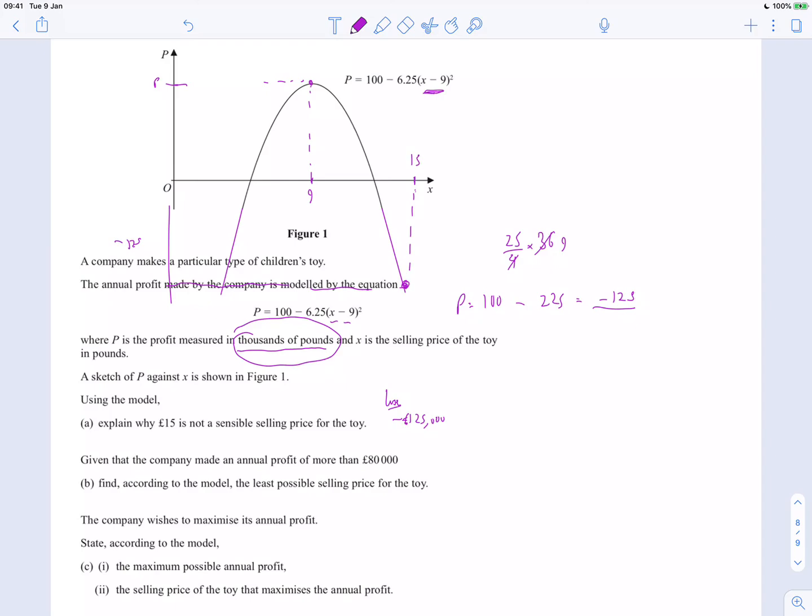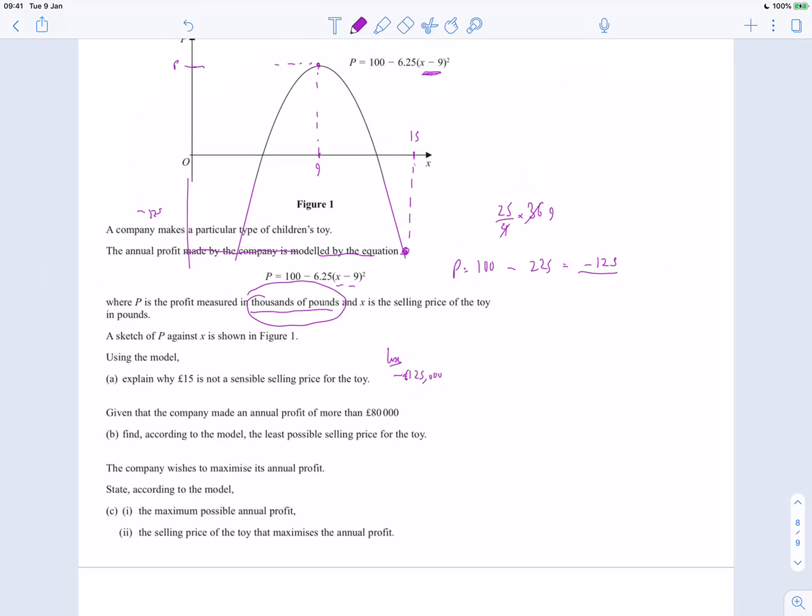But to explain why £15 is not a sensible selling price for the toy: when x is 15, because x is the selling price of the toy, that would mean you would lose £125,000 in profit, because P is the profit, and a loss of profit is the same as just losing money, and you don't want to lose money. That's kind of the number one rule of business. You want to make money, as in earn money. You sell goods or services at a profit, and therefore you have more money after all the deductions.